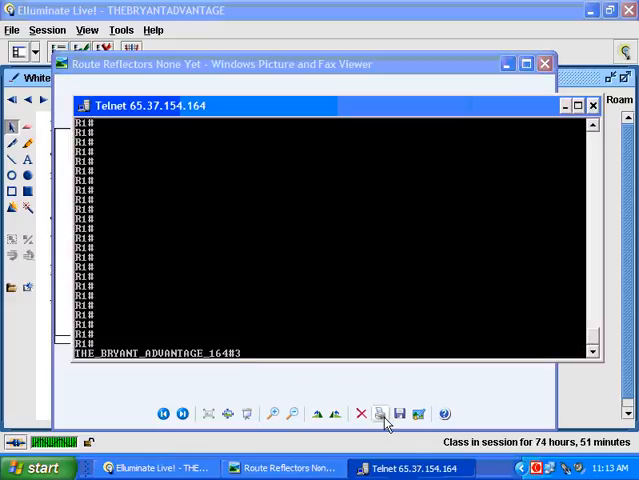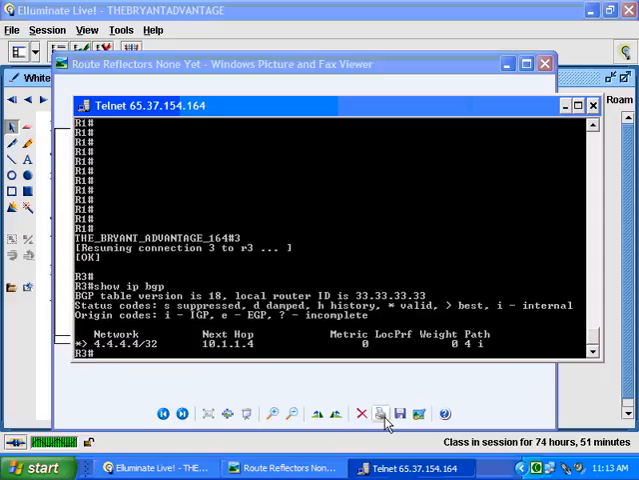That's an eBGP peering. They are not in the same AS. We run show ip bgp, and we see the route, and we also see the asterisk and the arrowhead. So you know that this is a valid and best route. That's the easy part. We know that one's valid. We see the next hop of 10.1.1.4.